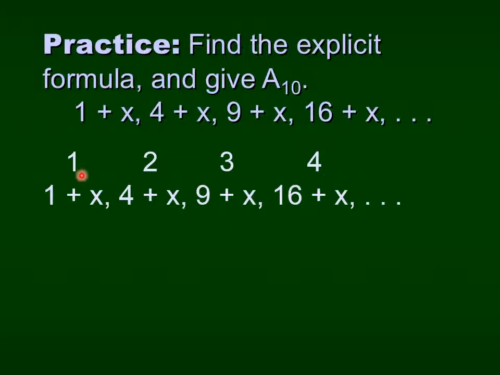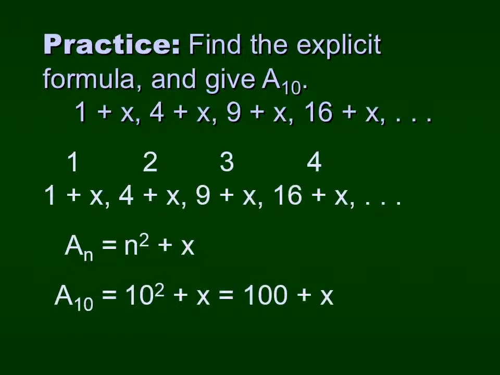Notice that each time you're taking your n and squaring it to get these numbers. So our formula would be n squared and then just tack on a plus x. And that's our explicit formula. So if we want to find a sub 10, we would do 10 squared plus x, which is 100 plus x.